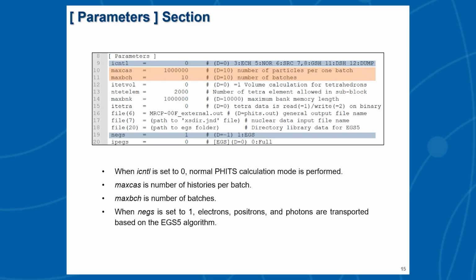When this parameter is set to 0, FEATS is run in the normal calculation mode. The next two lines are regarding the number of primary particles. The max cast is the number of histories per batch, and the max batch is the number of batches. This means that the number of primary particles can be calculated by multiplying max cast by max batch. The NEGS parameter in line 19 is to decide whether the EGS5 mode will be used or not. When the NEGS parameter is set to 1, the EGS5 mode is used to transport photons, electrons, and positrons.